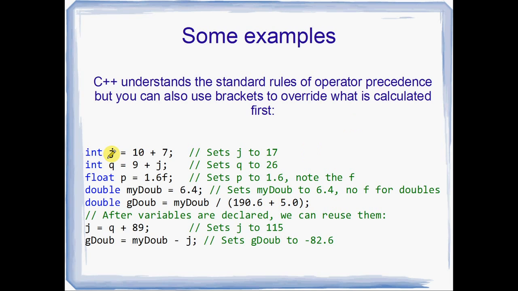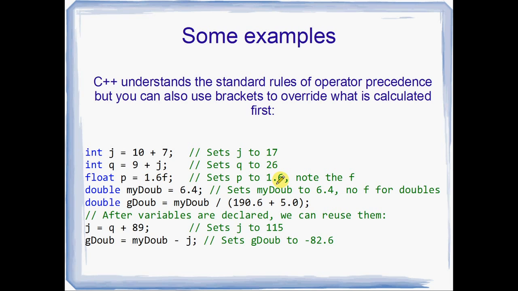So here we've got int j equals 10 plus 7. That's going to set j to 17. We've got int q equals 9 plus j. So you can use previously defined variables in the expression. Now j from the previous line was set to 17, so 9 plus 17 is going to set q to 26. Very cool.